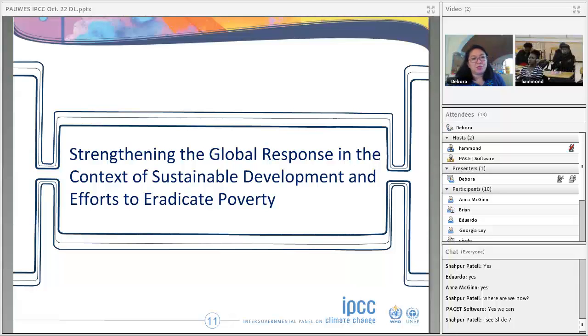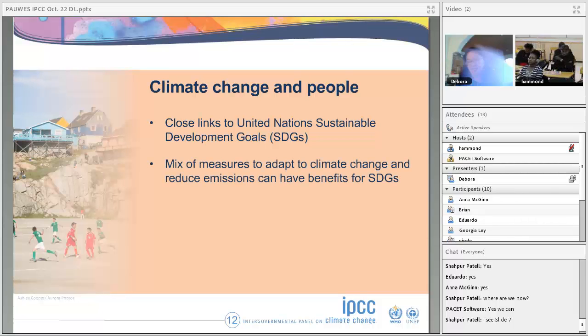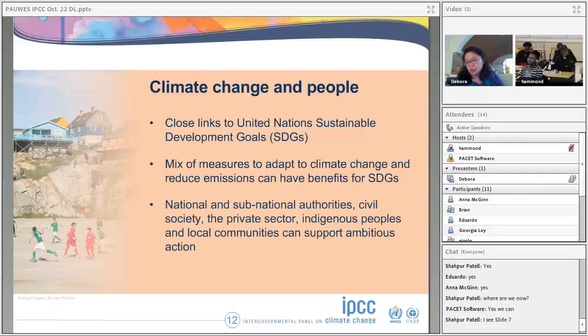So strengthening the global response in the context of sustainable development and efforts to eradicate poverty includes that we think of climate change and people, and closely link to the UN Sustainable Development Goals, and not only specifically to the Sustainable Development Goals, but to sustainable development in general. As we can see, the mix of measures to adapt to climate change and to reduce emissions can have multiple benefits for sustainable development. There could also be trade-offs, for which the feasibility assessment can also help us point.